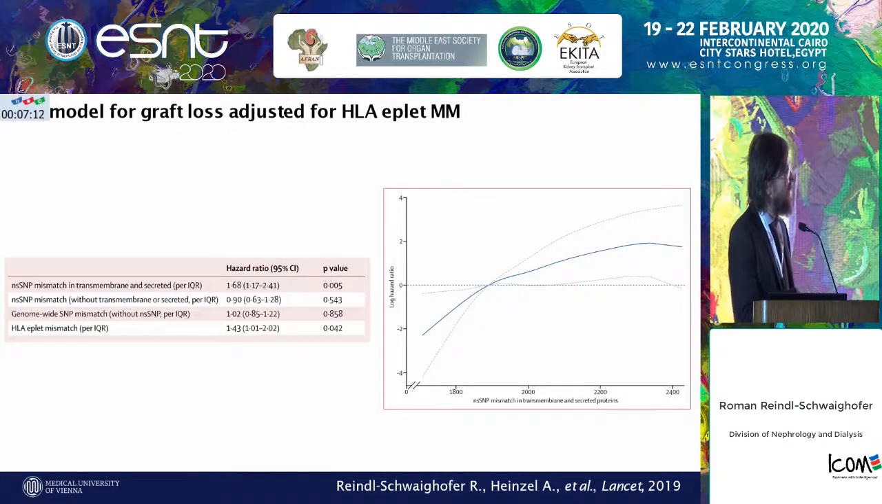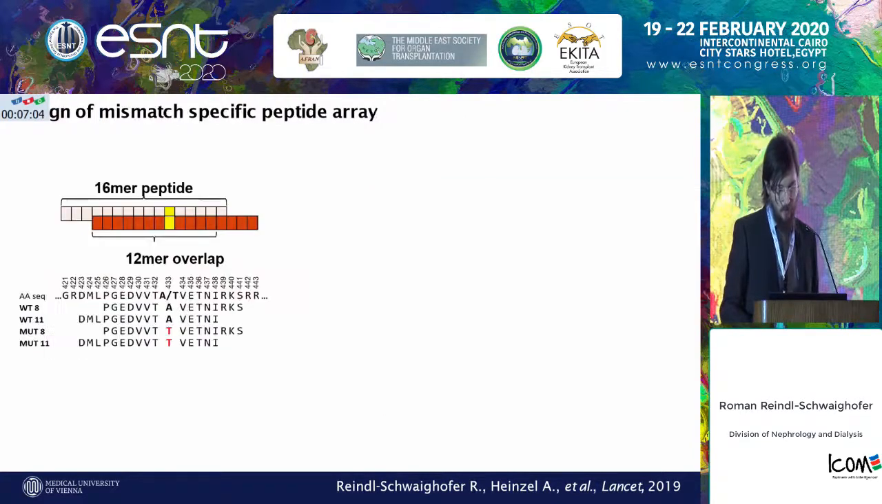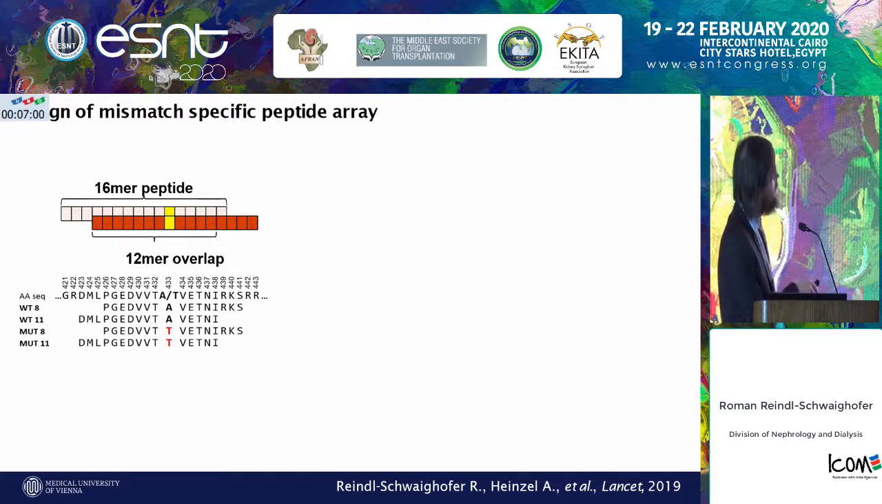So this shows that there is an alloimmune response against the graft outside the HLA that is associated with graft survival. To prove an alloimmune response, we designed overlapping peptide probes where we incorporated 16-mer peptides with the amino acid mismatch at position 8 and 12. And we also used the wild-type version for the self version.